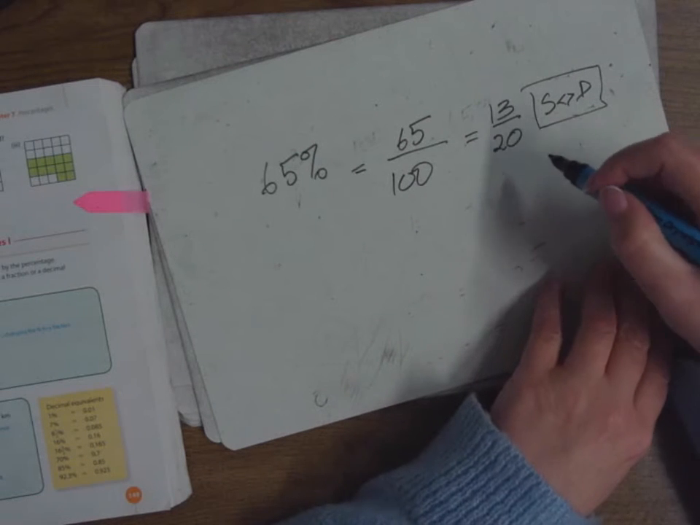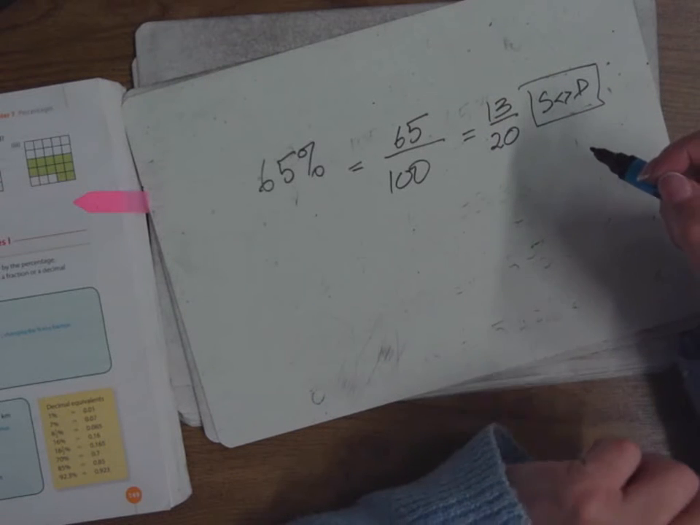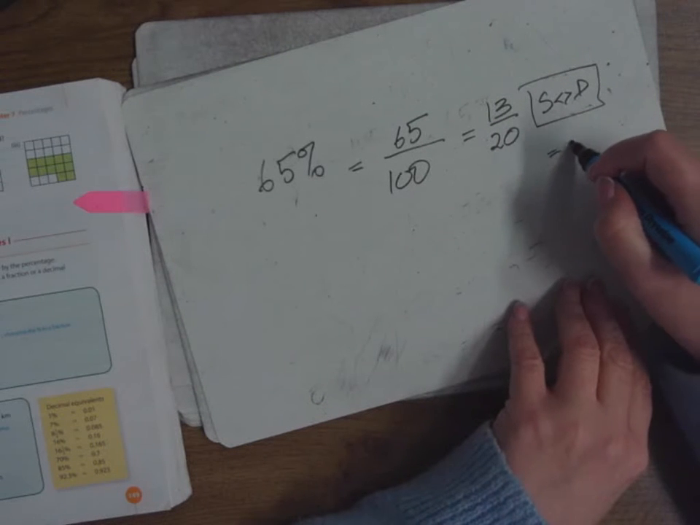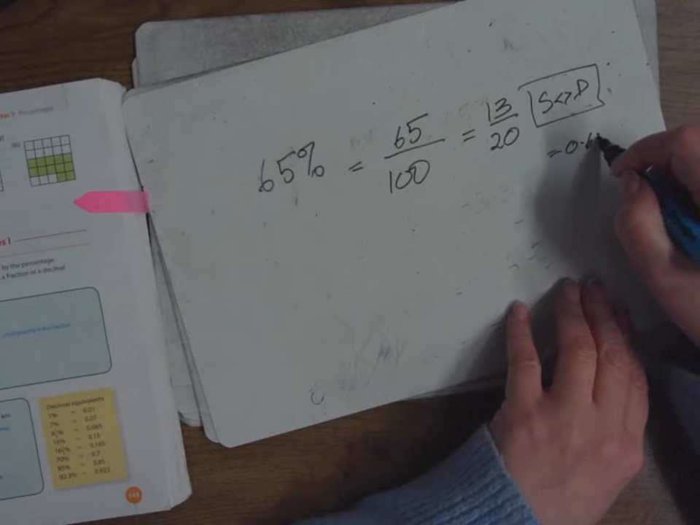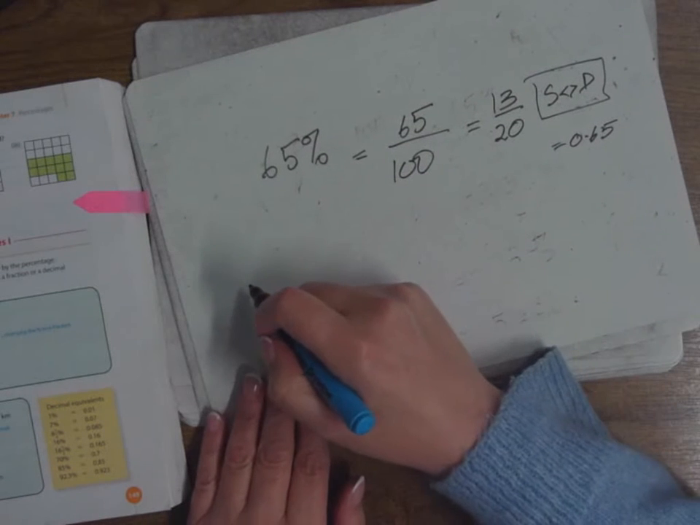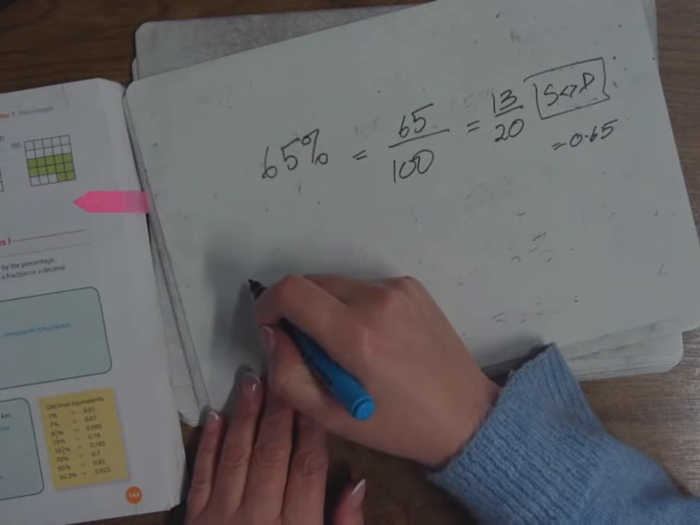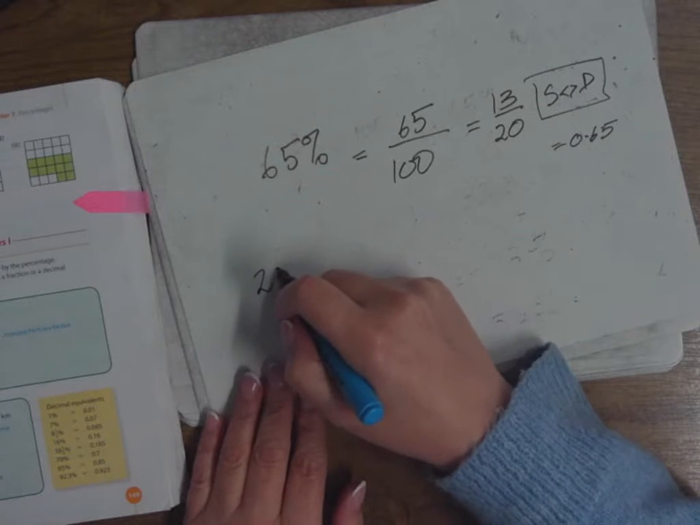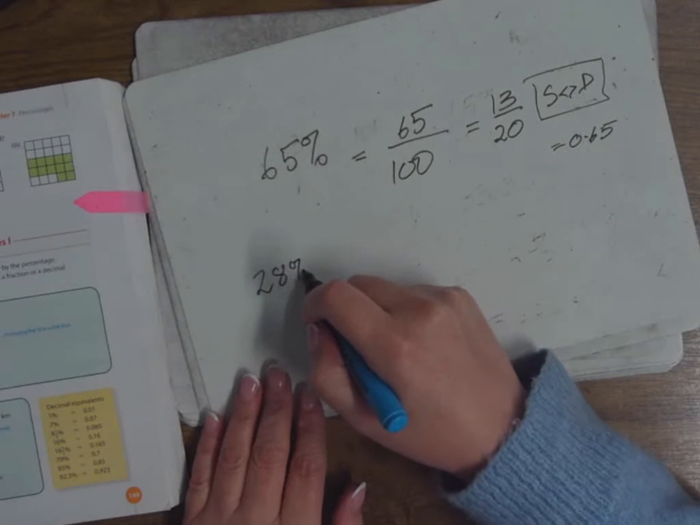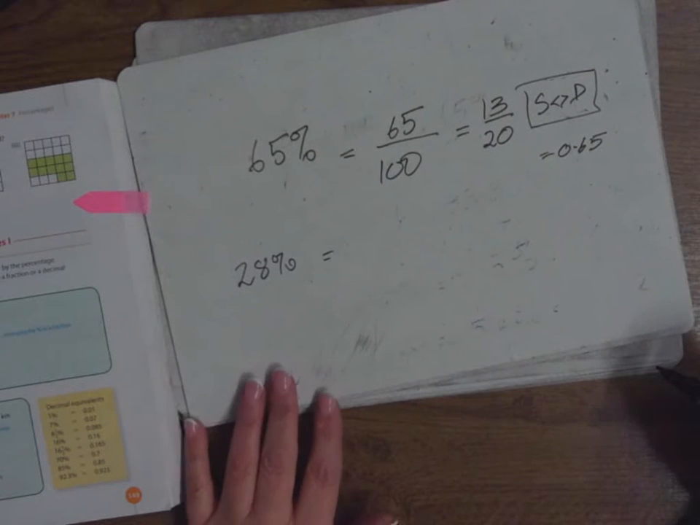Right, so you get 13/20 and you press S to D, remember that button? It turns it to a decimal and you get 0.65. Isn't that right? Okay, so if I told you 28% as a fraction first and then as a decimal. So how would I write 28%, please?